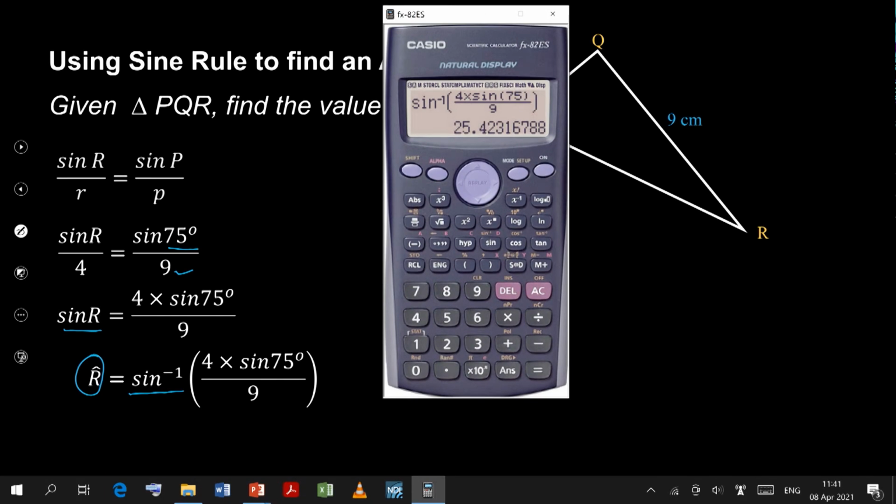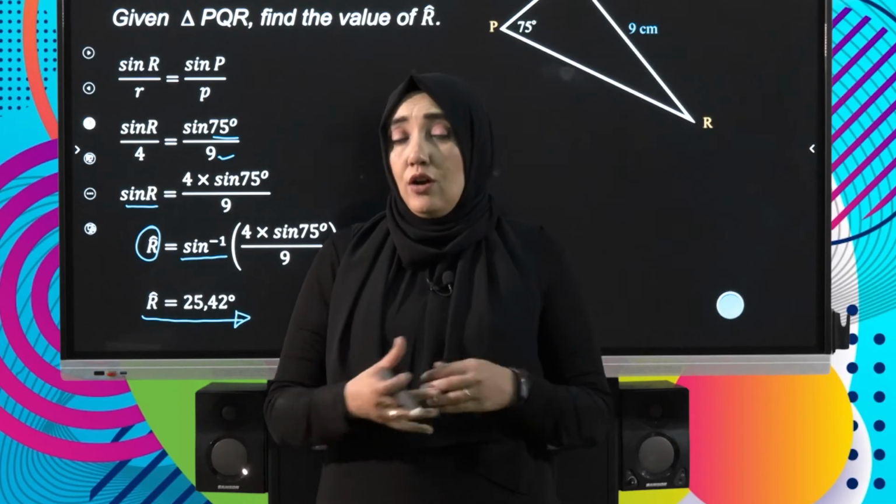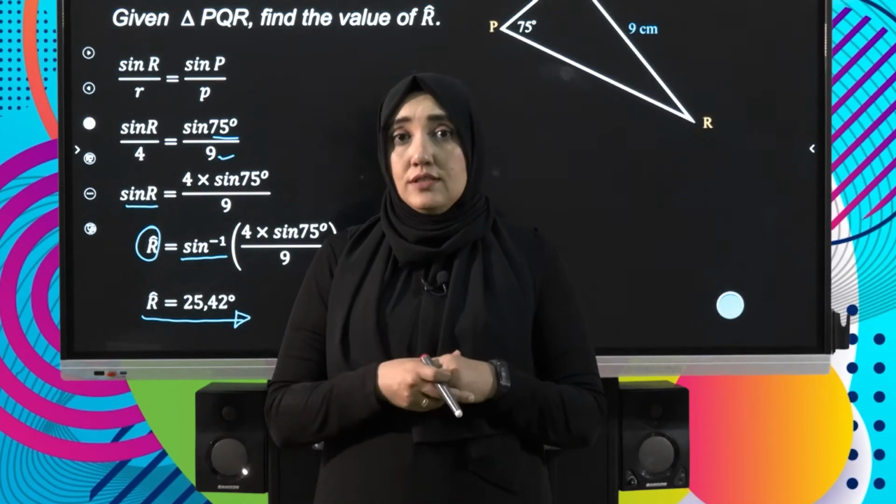Okay, and we have an answer of 25.423, and we've got to round it off to 2 decimals, so we're rounding it off to 25.42 degrees, and that's the value of our R, 25.42 degrees. So we've now found out how you find an angle using the sine rule.